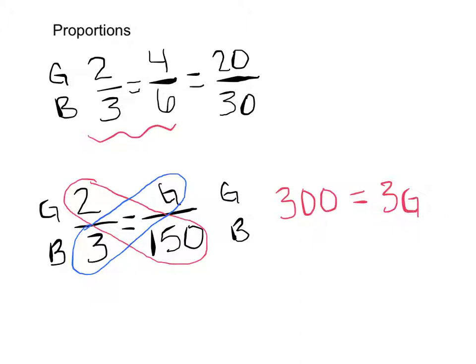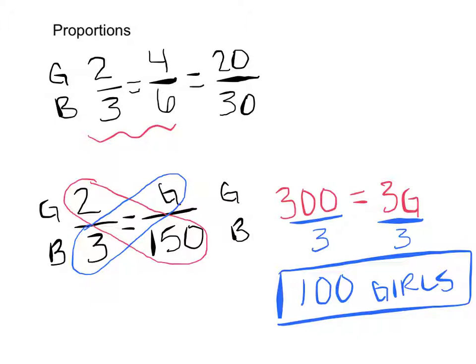Now our variable in this case is g, and we want to solve for g. Think back to your solving. What would you do to get g all by itself? You need to undo times by 3. So to undo that, we're going to divide by 3. So the number of girls in this situation is 100 girls, because 300 divided by 3 is 100.